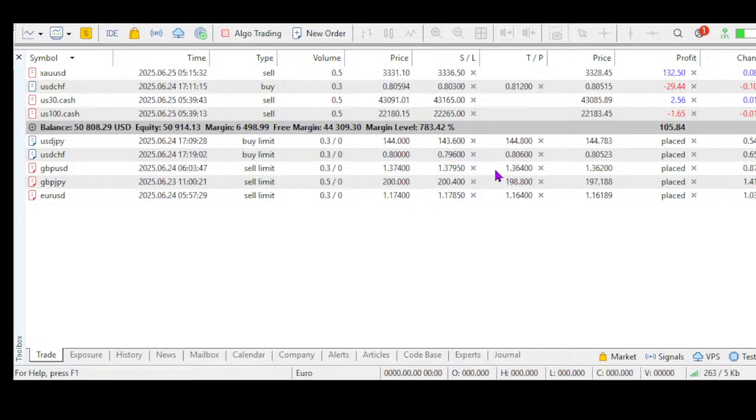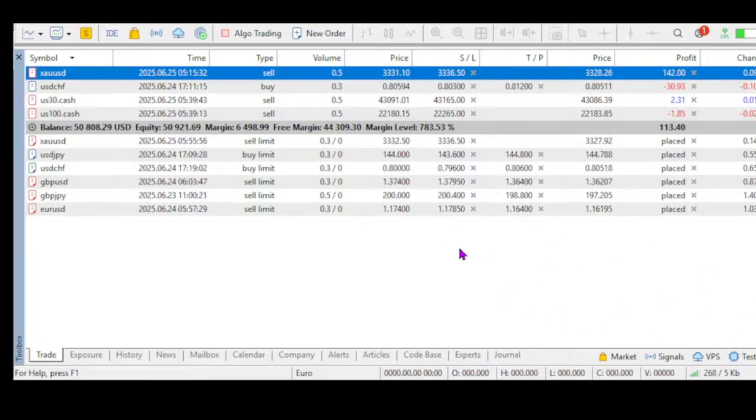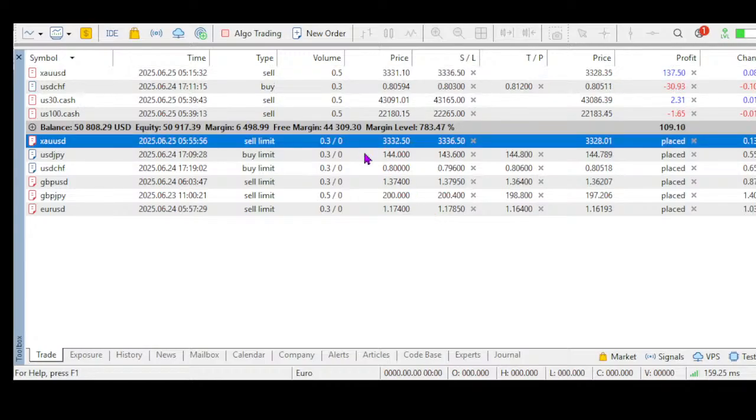0.3 at 32.5, and stop at 36.5. Okay, this is a day trade. So we are putting a new order at 32.5, and we have already taken 31.